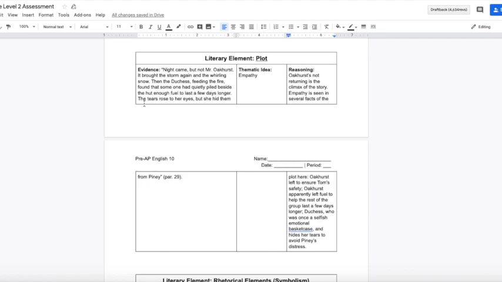It brought the storm again and the whirling snow. Then the Duchess, feeding the fire, found that someone had quietly piled beside the hut enough fuel to last a few days longer. The tears rose to her eyes, but she hid them from Piney.